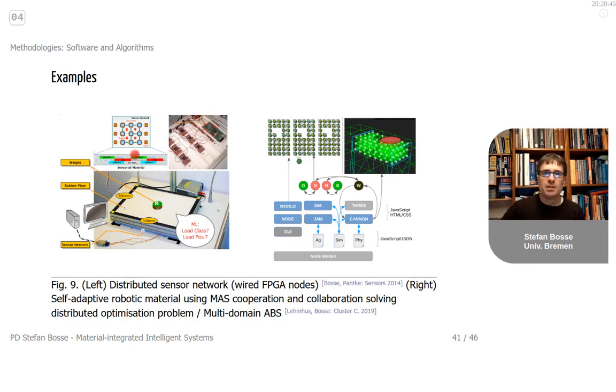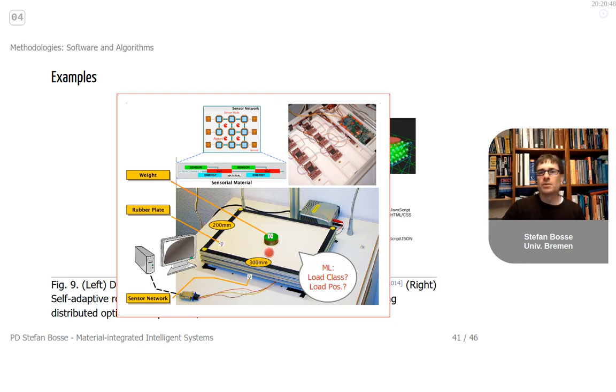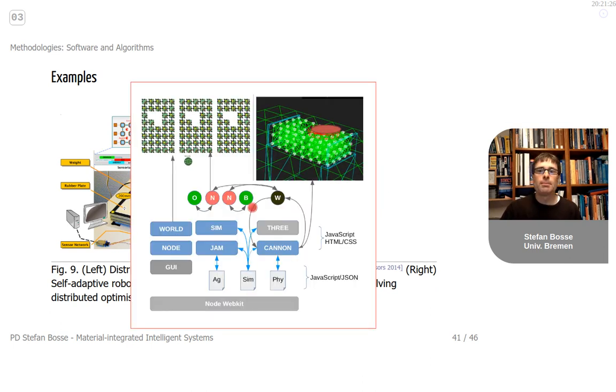So you see two examples here for the agent-based machine. Here we have a prototype of a sensorial material, but with applied sensor networks, applying strain gauge sensors to a rubber plate, a flexible, elastic plate, with a 2D mesh network of sensor nodes with FPGAs. And here we used the agents to perform distributed sensing and robust sensing under failure constraints and so on. Finally, performing machine learning to predict an applied load, both the class of the load, that means the weight, and the position.